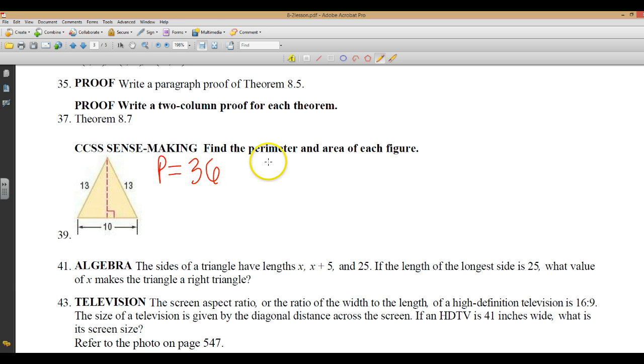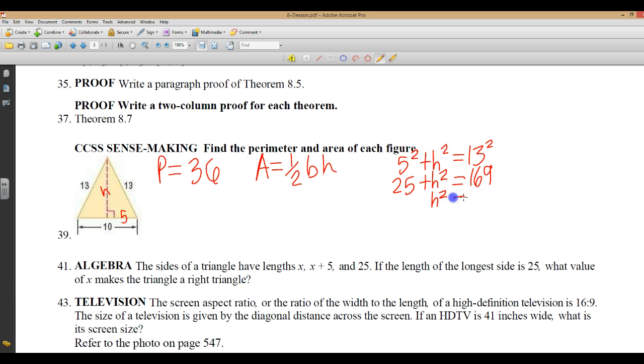To find the area of a triangle is half of its base times its height. So we have to figure out what the height is. So for the right triangle on the right, half of 10, this would be 5. So I have 5 squared plus h squared is equal to 13 squared. So subtract 25 from 169 and you get 144. Take the square root of that, and h is 12.